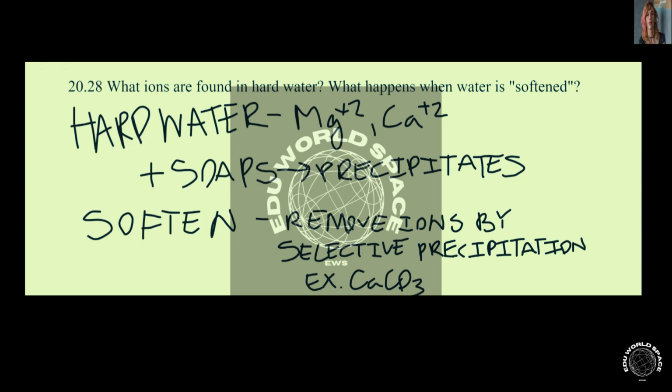So in this video, we're going to talk about question 28 from chapter 20, which says, what ions are found in hard water? What happens when water is softened?